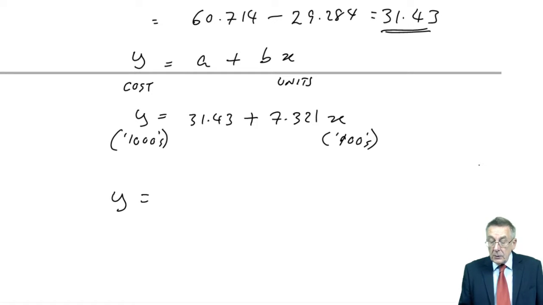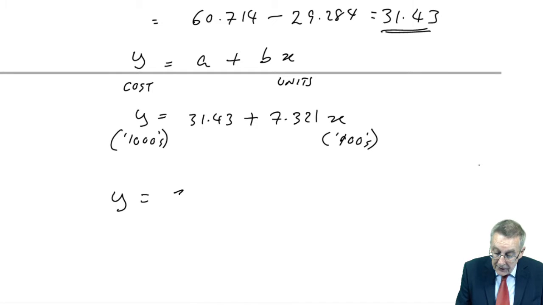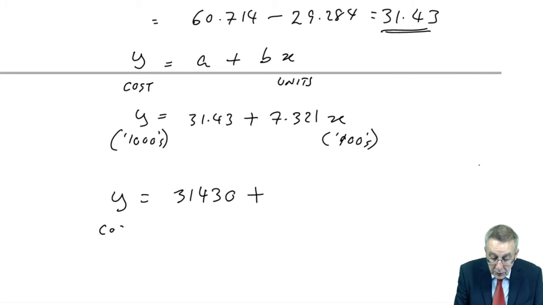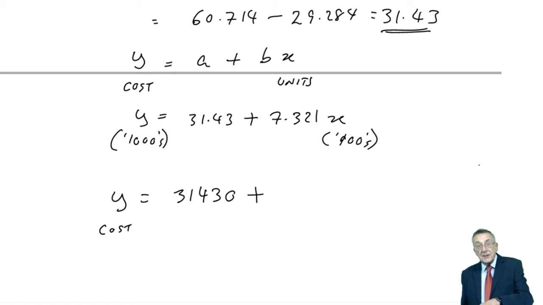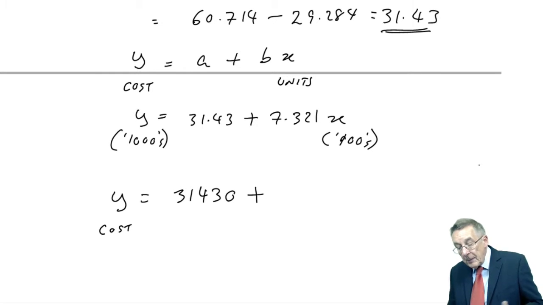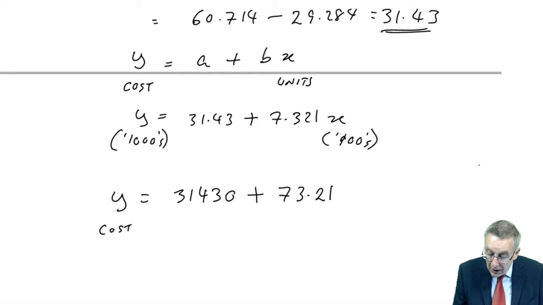To get the cost in total, it's 1,000 times all of those. So it's 1,000 times, that is 31,430. We're also going to have to multiply 7.321 by 1,000, because now we'll get the actual cost. So it's going to be 1,000 times 7.321. But because x was the units in hundreds, we multiply by 1,000, we divide by 100. So it's actually 73.21x. So be careful.